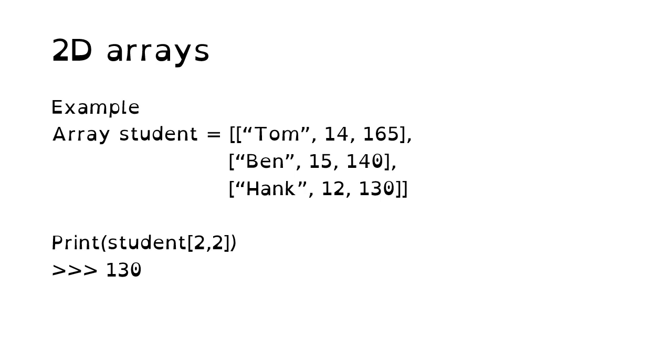Now, from that row, we need the second value. The first 2 says the row we're on, the last 2 says the item in that row we're looking for. In this case, we're looking for item 2. Hank is item 0, 12 is item 1, 130 is item 2. So in this example, we'll be given an output of 130.